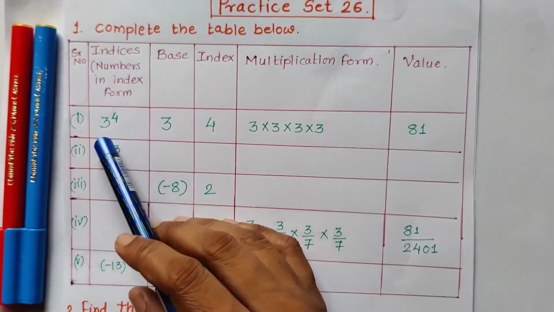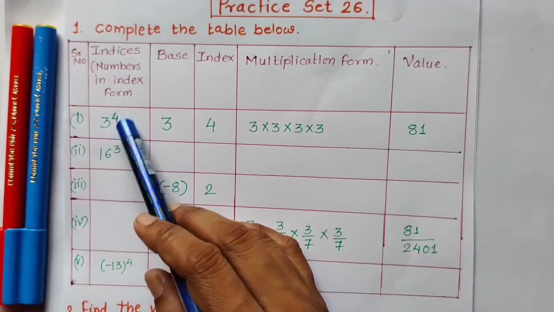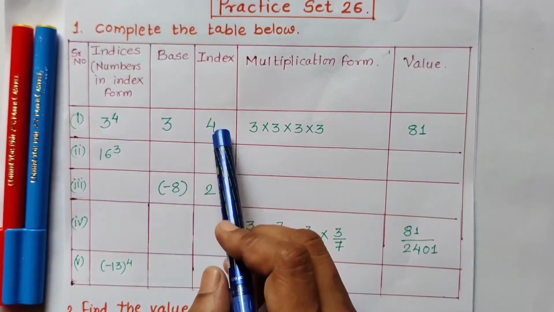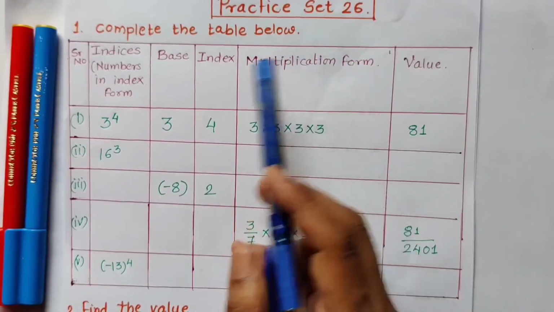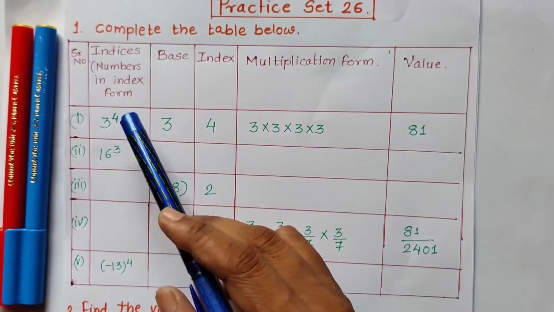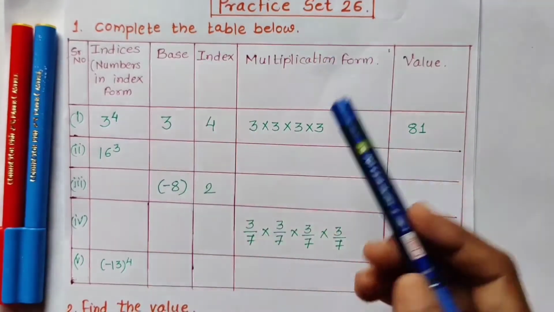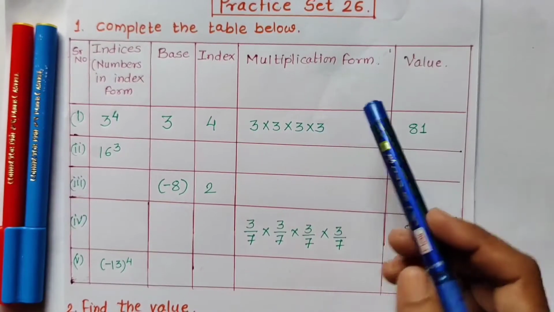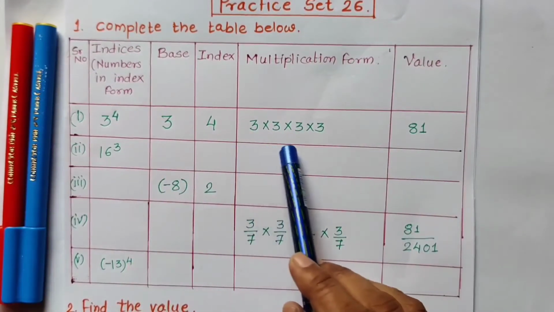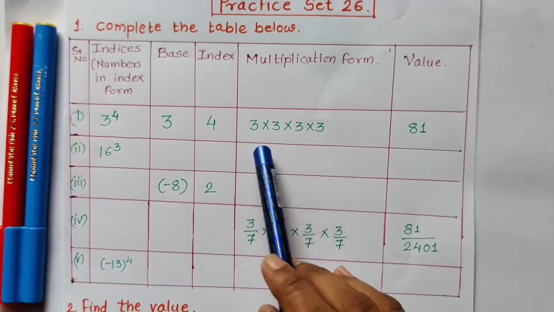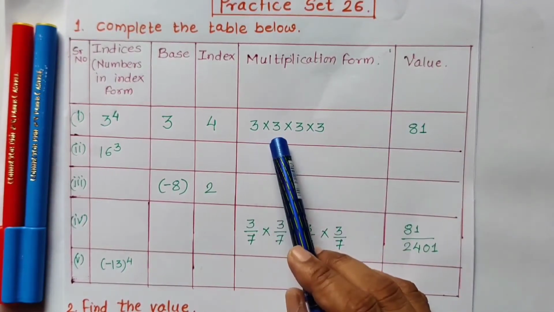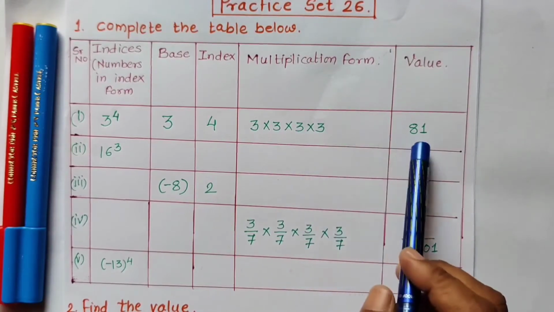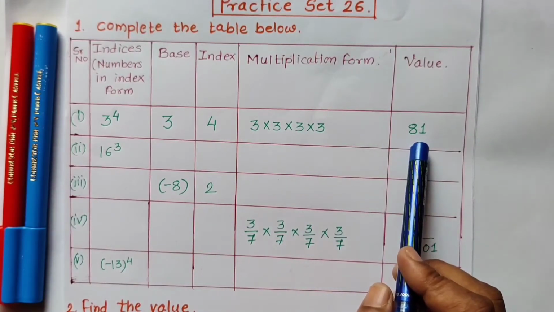So the first example is 3 raised to 4. In 3 raised to 4, 3 is base, 4 is index. How to write it in the multiplication form? 3 raised to 4 means 3 is multiplied by itself 4 times. That means 3 into 3 into 3 into 3. And then its value is 3 into 3, 9. 9 3s are 27. 27 3s are 81. So in this way you have to find the value also.